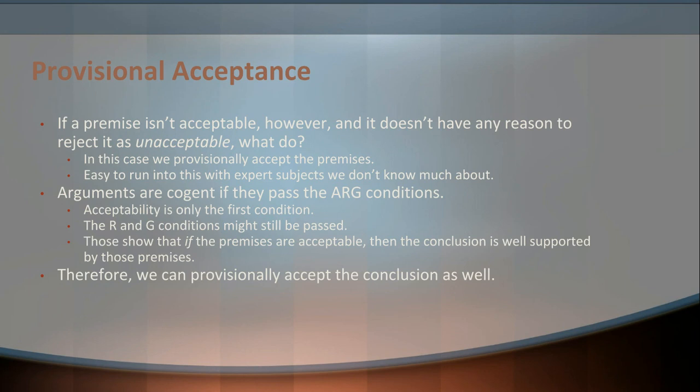If a premise isn't acceptable, but we don't have any actual strong reason to reject it as unacceptable, one thing we can do is provisionally accept the premises. When we're judging an argument as being cogent or not, as being a good argument or not, one that supports its conclusion in the right sort of ways, we can sort of give a pass on the acceptability condition, the A condition, so long as it passes the other two as well.